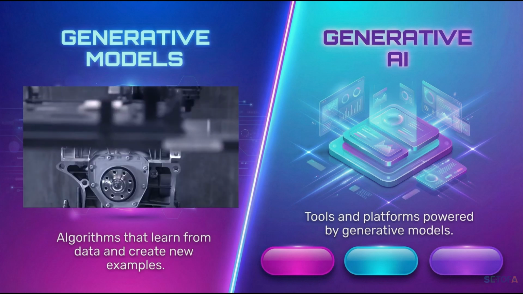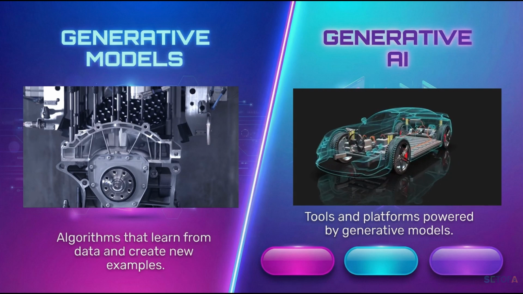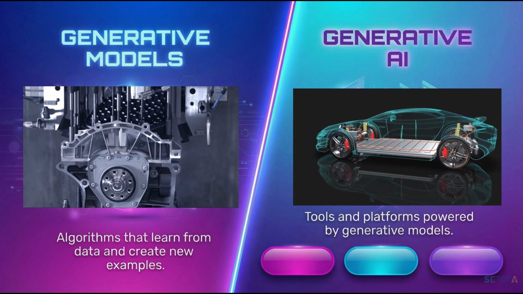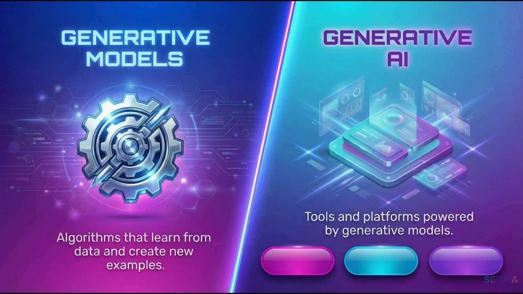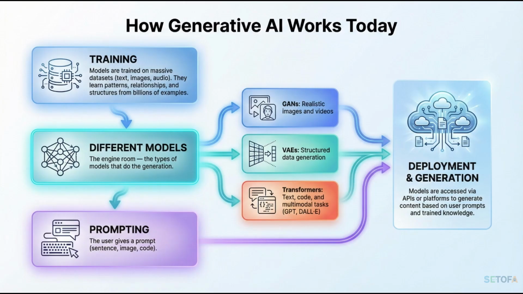Think of them as the engine that learns and generates, while generative AI is the car built around that engine, designed to make the power usable. The model provides the raw capability, and the AI application is what you interact with, whether it's writing text, generating visuals, or composing music. Generative AI isn't powered by just one kind of model. In fact, there are several approaches that make this creativity possible. Let's look at three of the most important ones.